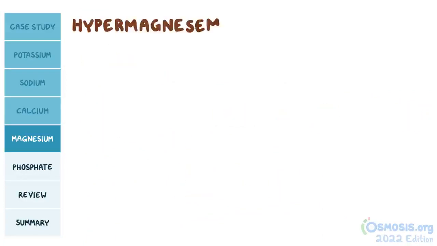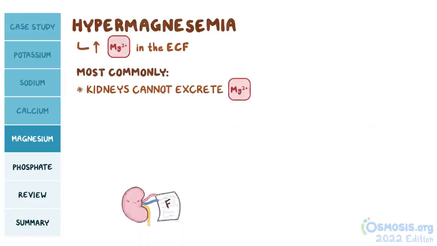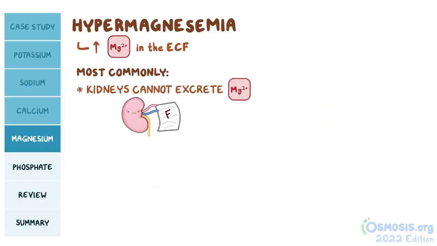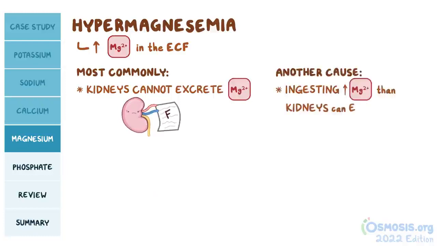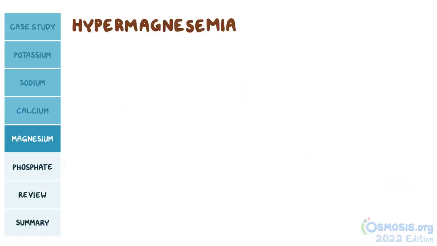In hypermagnesemia, there's too much magnesium in the ECF. This most commonly occurs when the kidneys cannot excrete magnesium properly, which can happen in renal failure. Another cause of hypermagnesemia is ingesting more magnesium than the kidneys can excrete. Sometimes this can be due to an intravenous infusion of magnesium that isn't prepared correctly. Other times it can be due to a magnesium-containing medication, like magnesium hydroxide, which can be used to treat symptoms like constipation and heartburn. With hypermagnesemia, there can be some serious complications.